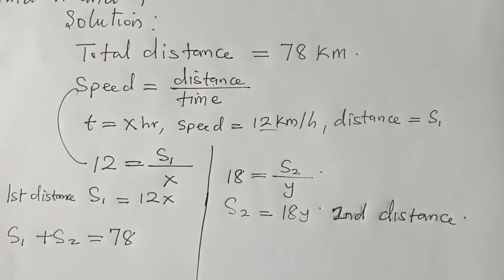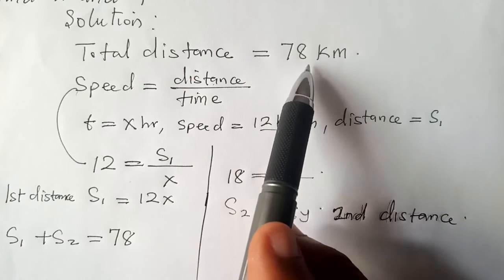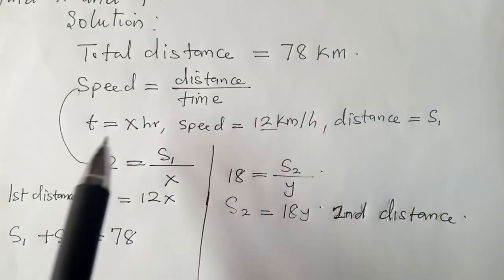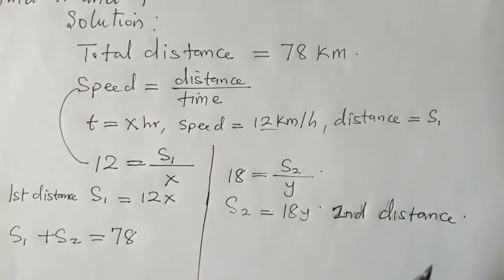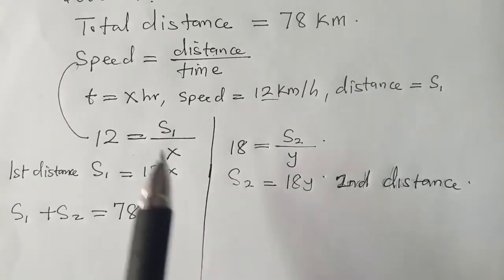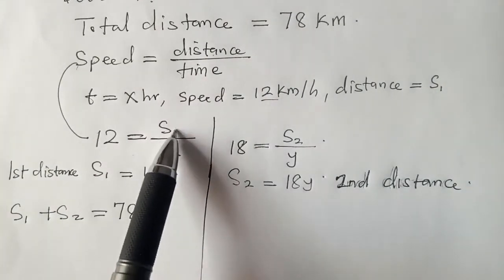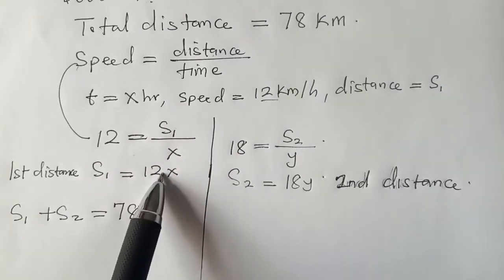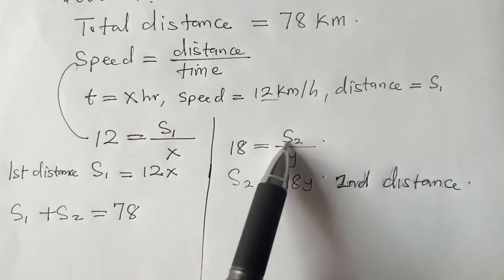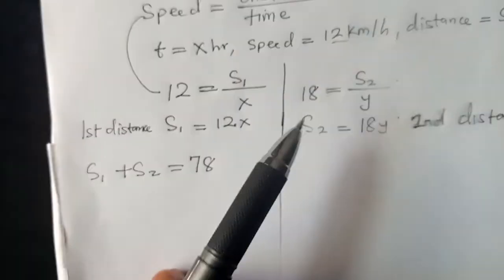Okay, let's revise what we have done so far. I said that total distance is 78 kilometers, and I have speed as distance over time. I was not given a distance, so I call it S1, and that S1 is 12x for the first cycle. Then for the second one, the distance is S2, and my distance is 18y in my second cycle.